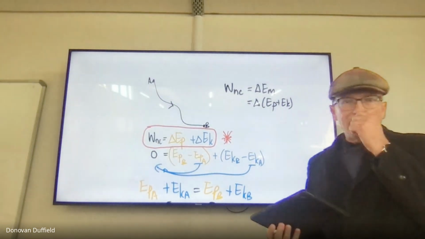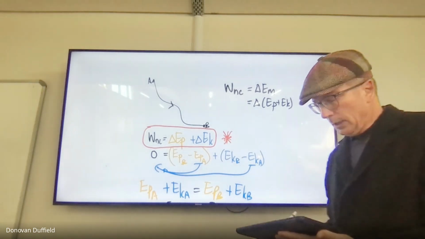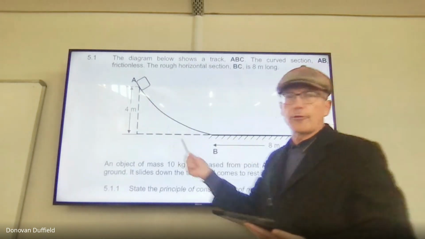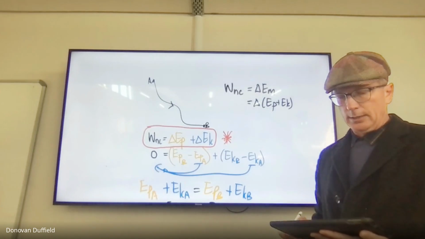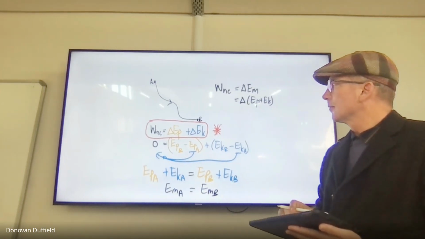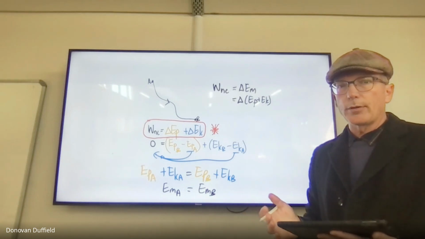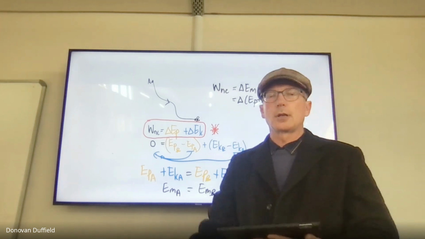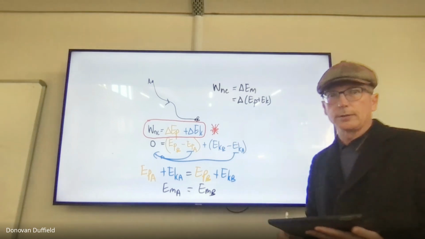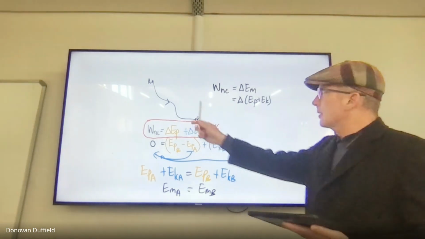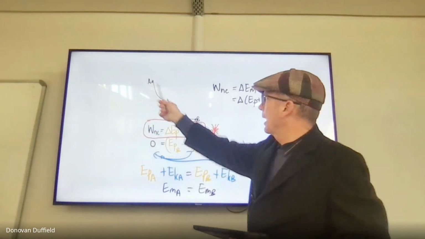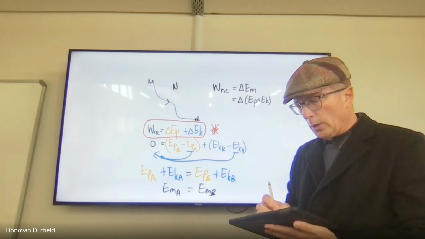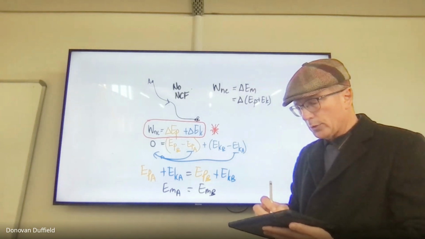Now, between A and B, if there's no friction, then it actually doesn't matter what path follows, because at the end of the day, your kinetic energy and potential energy is going to be the same. Now, that's also not such an easy concept. So let's take a general path from A to B, where there are no non-conservative forces.